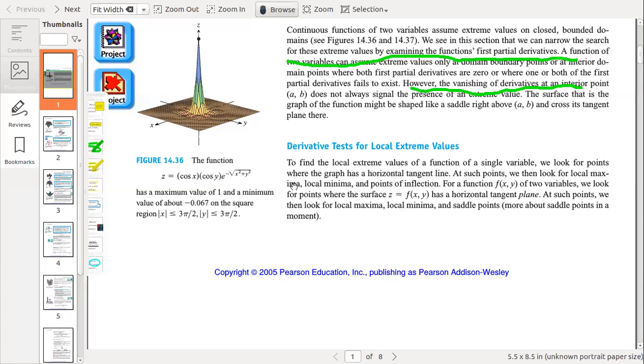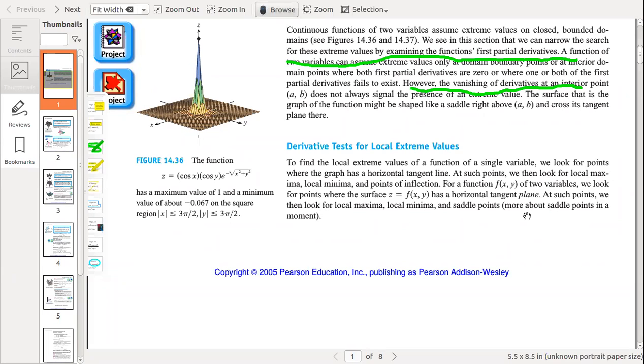To find the local extreme values of a function of a single variable, we look for points where the graph has a horizontal tangent line. At such points, we then look for local maxima, local minima, and points of inflection. For a function f(x, y) of two variables, we look for points where the surface has a horizontal tangent plane. So here is the difference between a function of one variable and two variables.